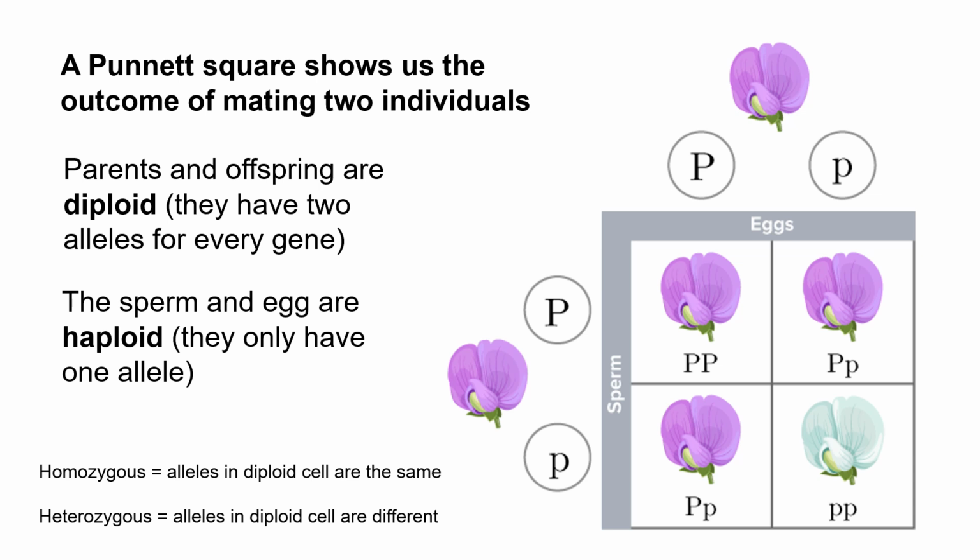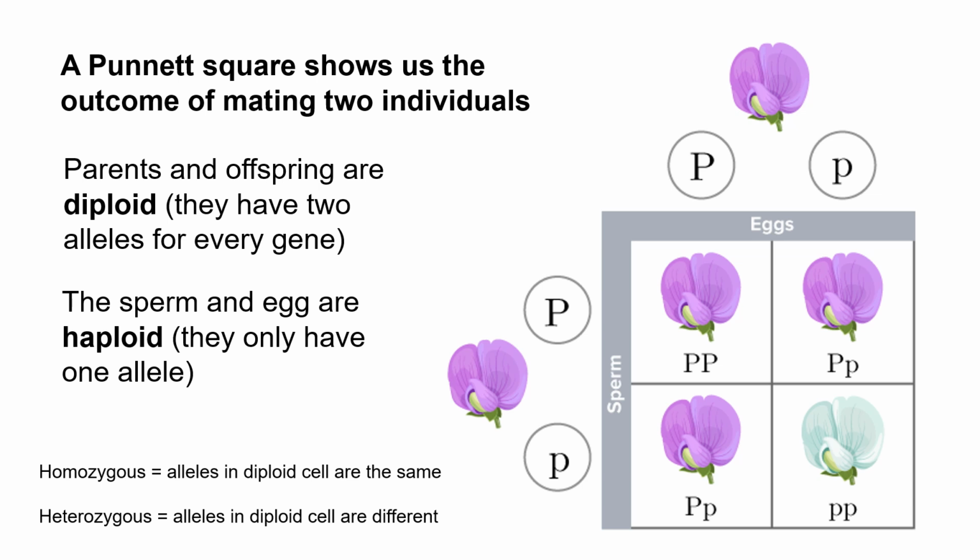Let's say we take two heterozygous individuals. Again, that means that they have the big P and the little p. They have the recessive form of the allele and the dominant form of the allele. If we take those two individuals and we cross them, plants, just like us, produce sperm and egg. The sperm are in the pollen grains. The sperm are going to be both big P and little p.